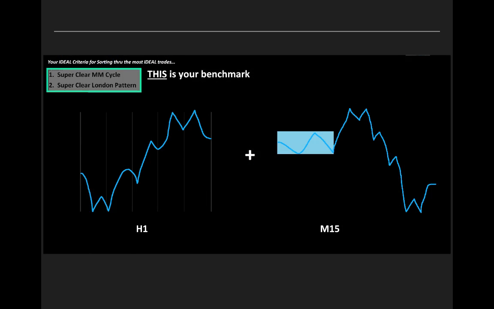Okay, so this is your benchmark. This is really what you're looking for, right? You're looking for a super clear market maker cycle, and then you're looking for that cycle, that pattern, to appear on the M15 as well. So you can see the Asian box, the blue box there, and then you're going to get the move out of the box, and you're going to get your M or your W. Second leg at the high or low of the day. That's the typical setup that you're looking for.